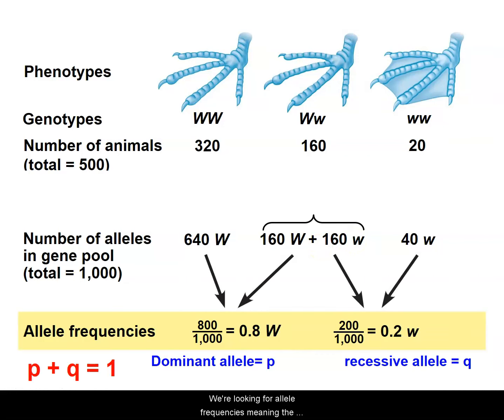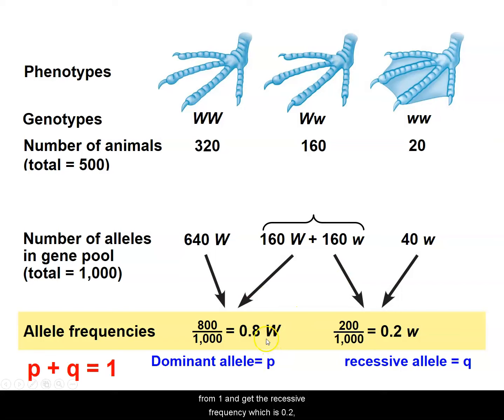If we're looking for allele frequencies, meaning the number of P's and the number of Q's, P here is the dominant allele, which is the same thing as a big W. So how many big W's exist in this population? Remember, the denominator here of 1,000 is the total number of alleles in our population. We have 800 big W alleles, 640 from these individuals and 160 from the heterozygotes. So 640 plus 160 equals 800. 800 over 1,000 is 0.8. So our allele frequency of the dominant allele, or P, is 0.8.